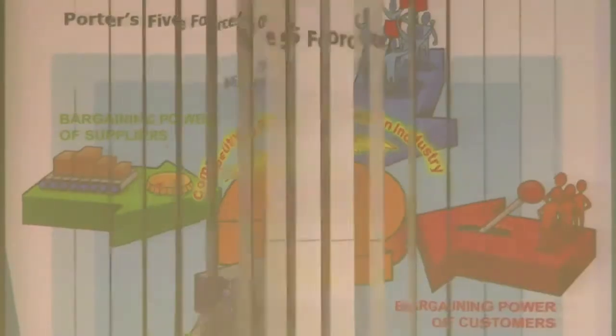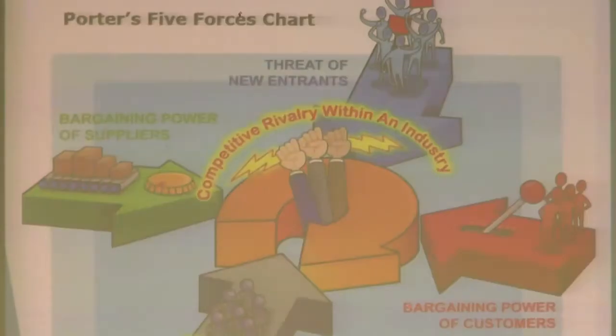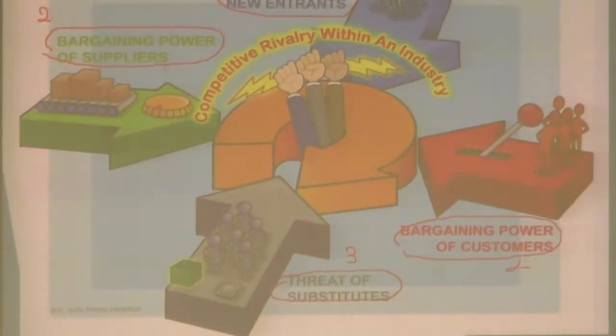Anyway, Porter's 5 forces, let's go through it. Porter's 5 forces talks about 5 elements. Threat of new entrants. Then we have bargaining power of suppliers. This is the second one. Then we have threat of substitutes. Then we have bargaining power of customers. And then finally, we have the competitive rivalry within the industry. This is the 5th point.